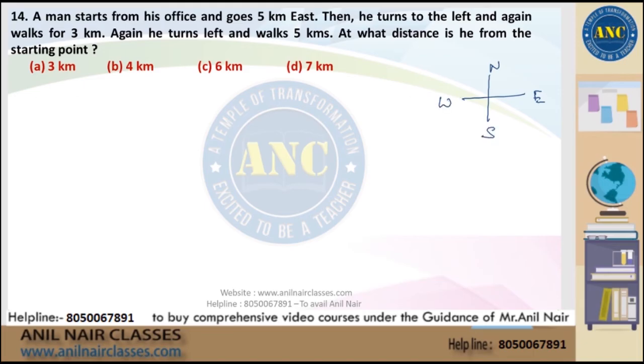He starts from his office and goes 5 kilometers east. So, 5 kilometers to east is this way. Next, he turns to the left and again walks for 3 kilometers. The man's left is anti-clockwise, so he turns this way and walks for 3 kilometers.